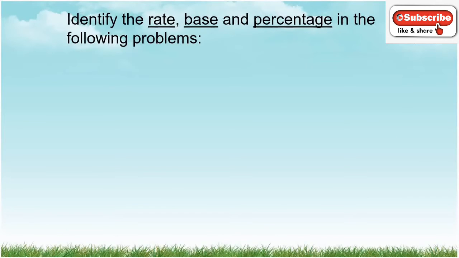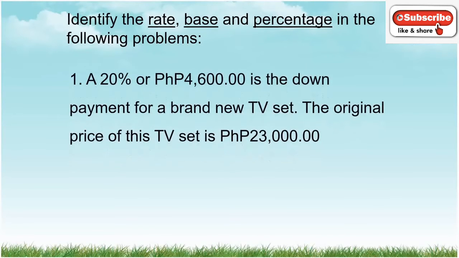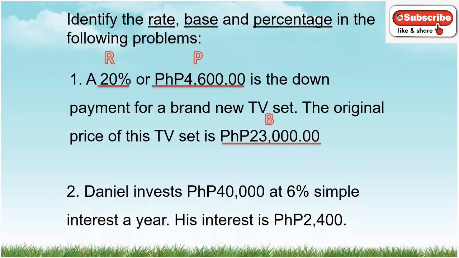You are now going to identify the rate, base, and percentage in the following problems. Number 1. At 20% or 4,600 pesos is the down payment for a brand new TV set. The original price of this TV set is 23,000 pesos. 20% is the rate, 4,600 is the percentage, 23,000 pesos is the base.